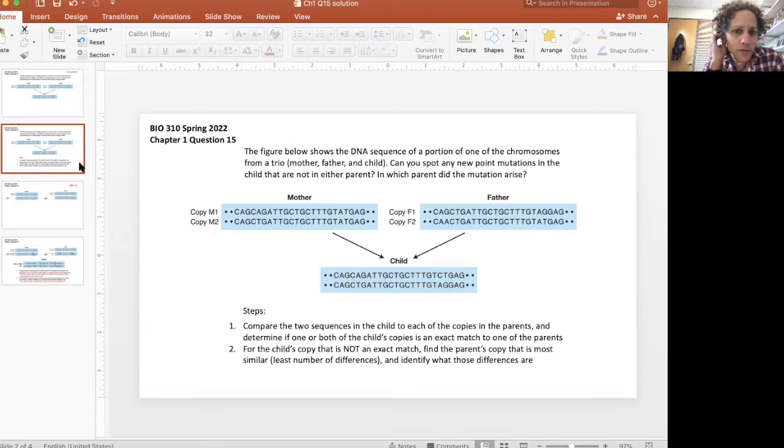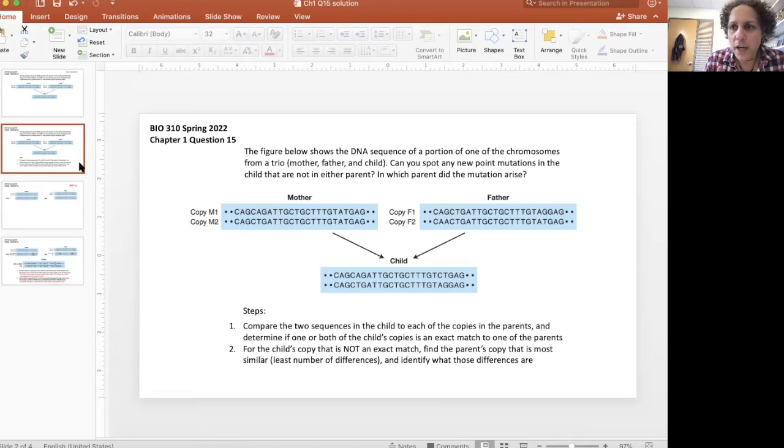My solution involves two steps. First, compare the two sequences in the child to each of the copies in the parents and determine if one of the copies is an exact match to one of the parents. Because then if that's true, we know which parent that copy came from, and we know that it does not have any new mutations, and then we're only concerned about the other copy, and that makes life a little bit easier.